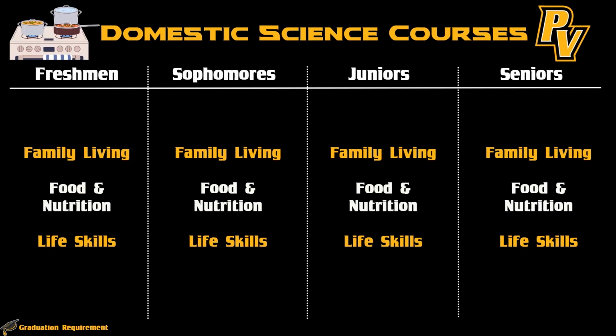Finally, our domestic science courses this year are going to be family living and food and nutrition like usual, but our new addition is life skills. So in this class, you're going to learn important things on just kind of how to be an adult in the real world, like how to write a check, how to do financial planning, how to do laundry, how to cook basic meals. We're going to go over a lot of different things in this class, but it's really just an introduction to life course.